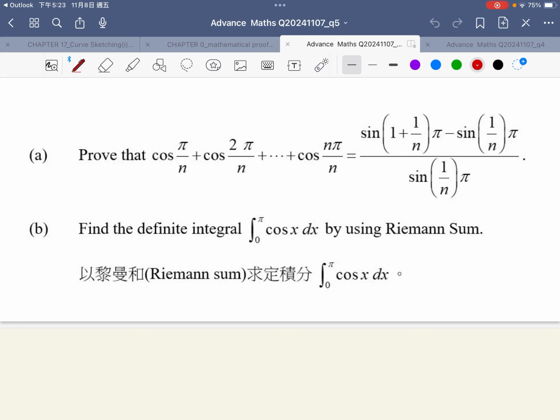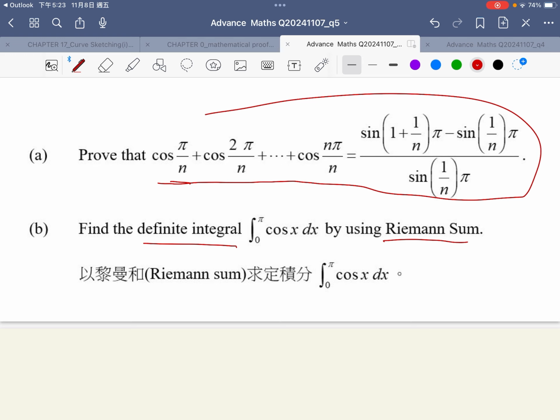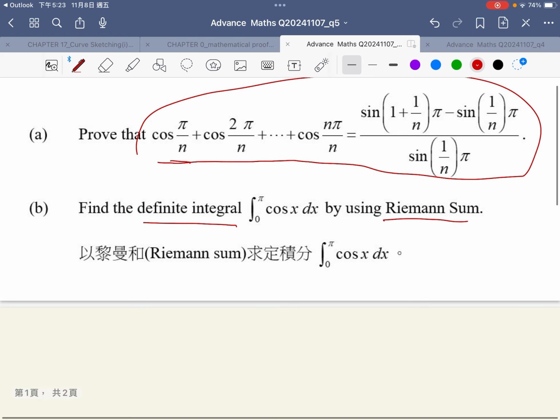This question is also about using the Riemann sum in definite integration to find a definite integral. For the first part, we have to use this formula. Therefore, we have to prove this formula first for this function. I first prove this by using the summation sign.